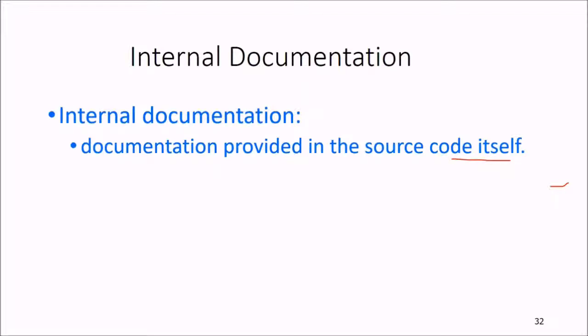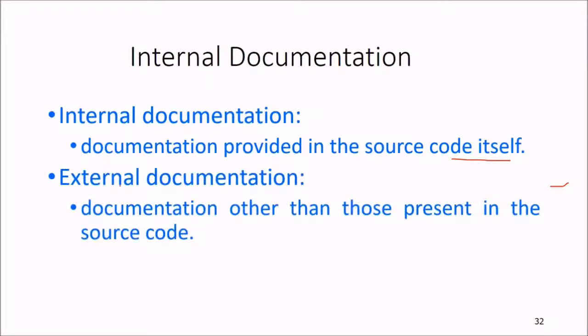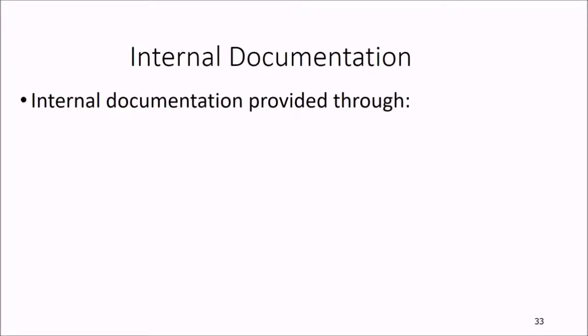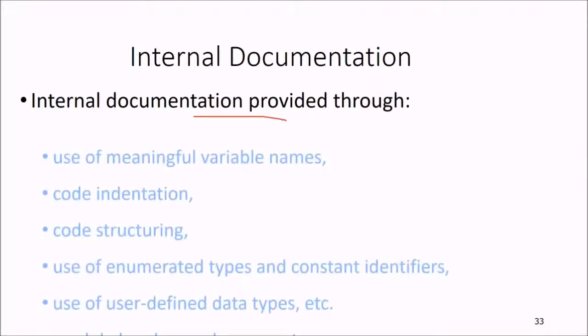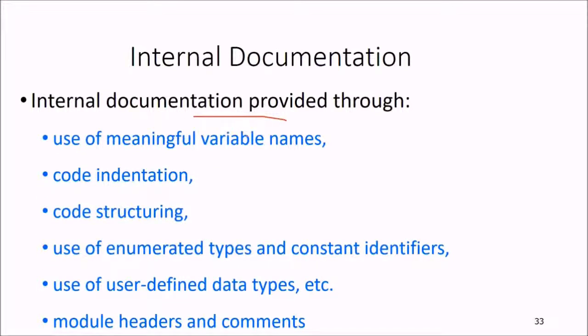like in the way of comments or headers. Why this external documentation? These documentations are those which are not present in the source code. Internal documentation, how is it provided? Use of meaningful variable names, code indentation, good code structuring, use of enumerated types and constant identifiers, use of user defined data types, and then module headers and comments. These are all part of internal documentation.